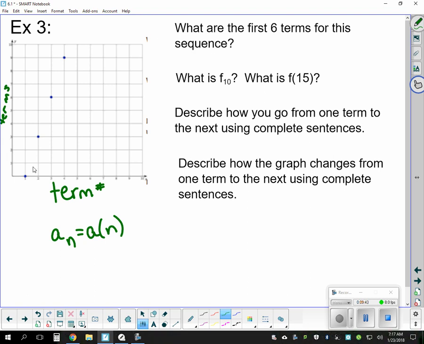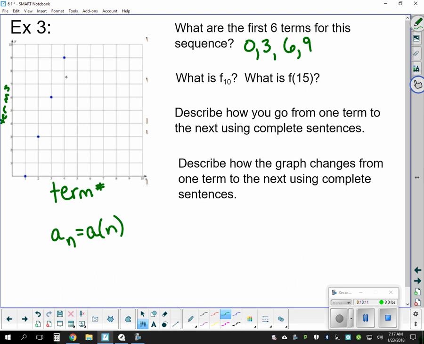Okay, so our first term, our term number 1, the actual value of it is 0. So the first number in your sequence is 0. The second term, A sub 2, is equal to 3. Your third term, A sub 3, is 6. Your fourth term, A sub 4, is 9.